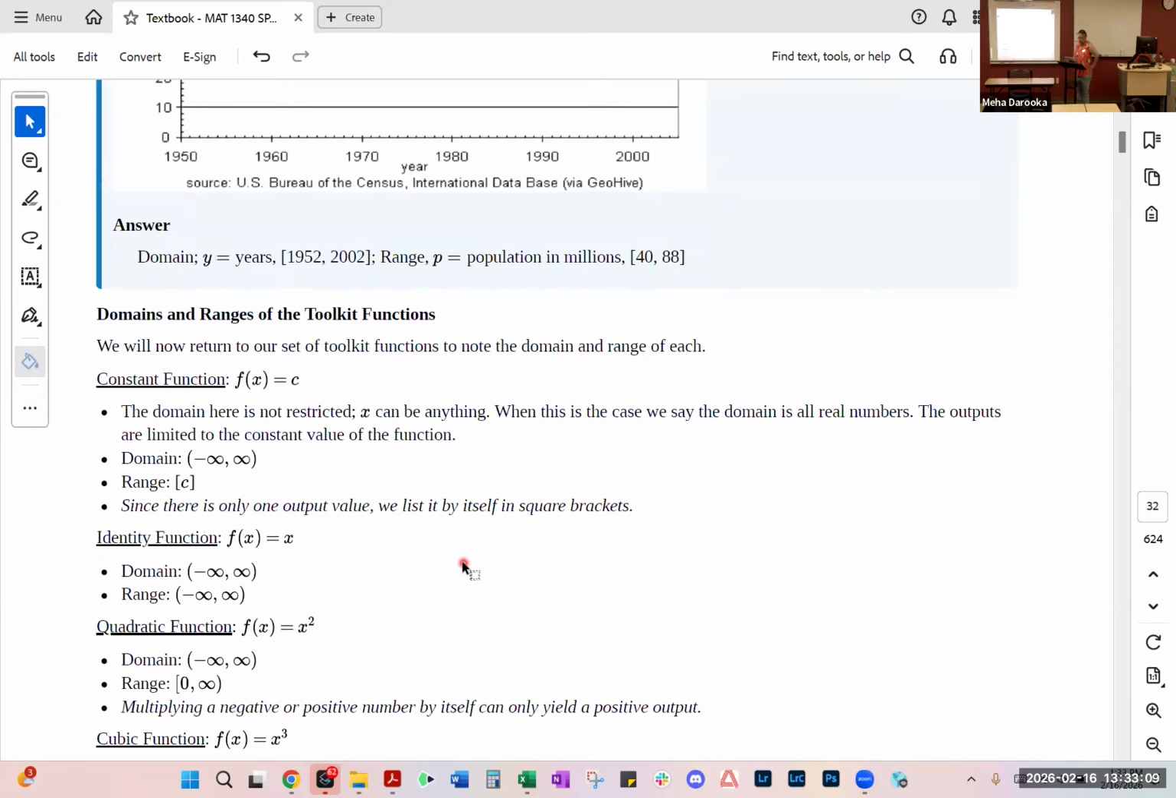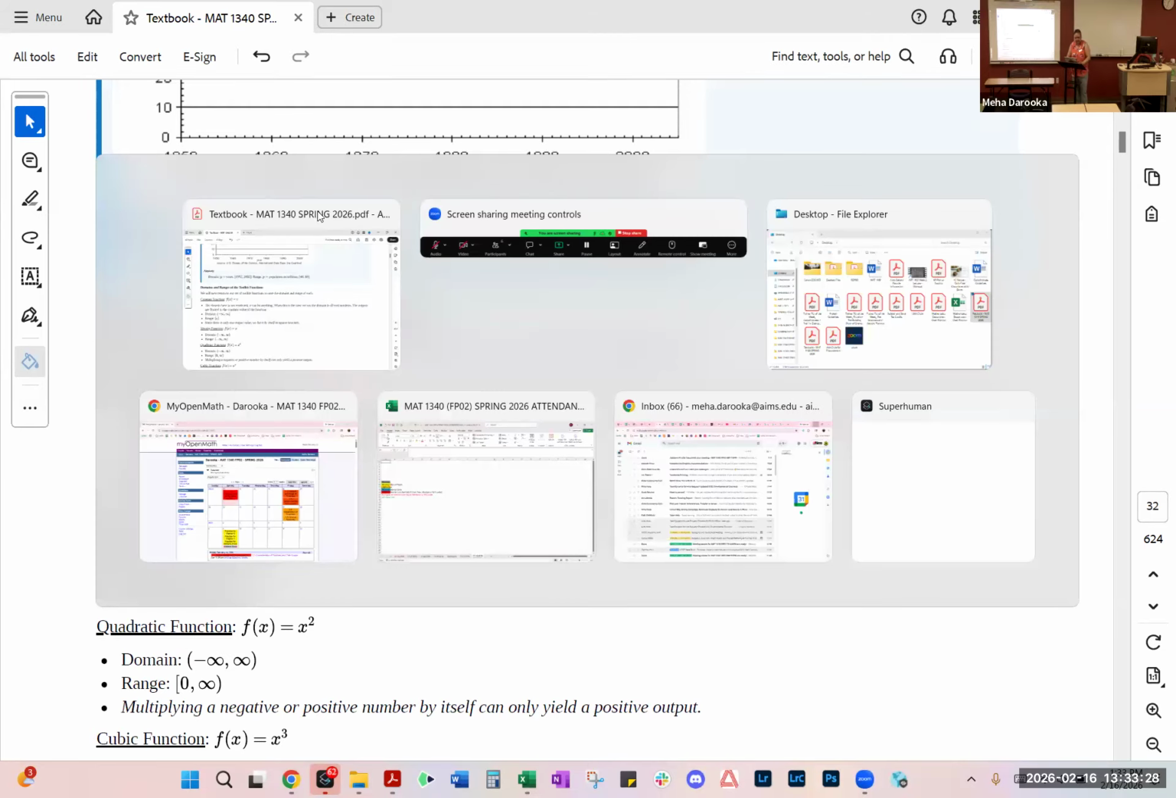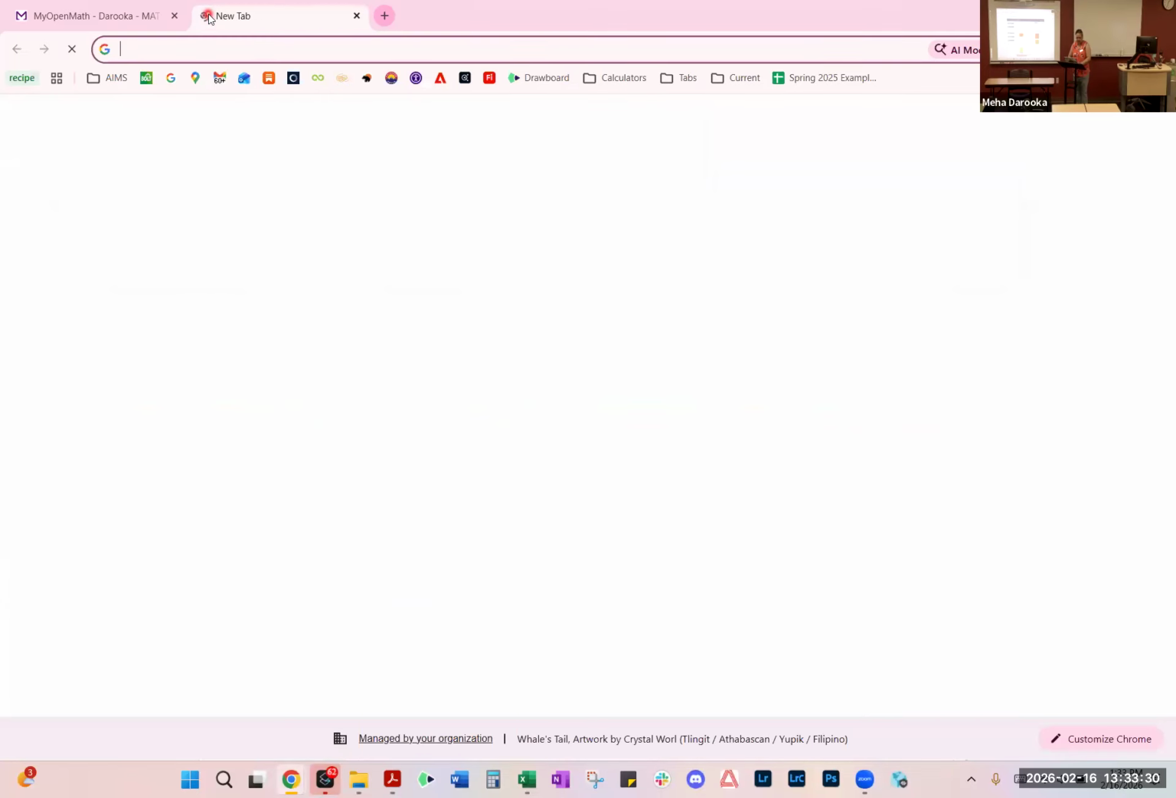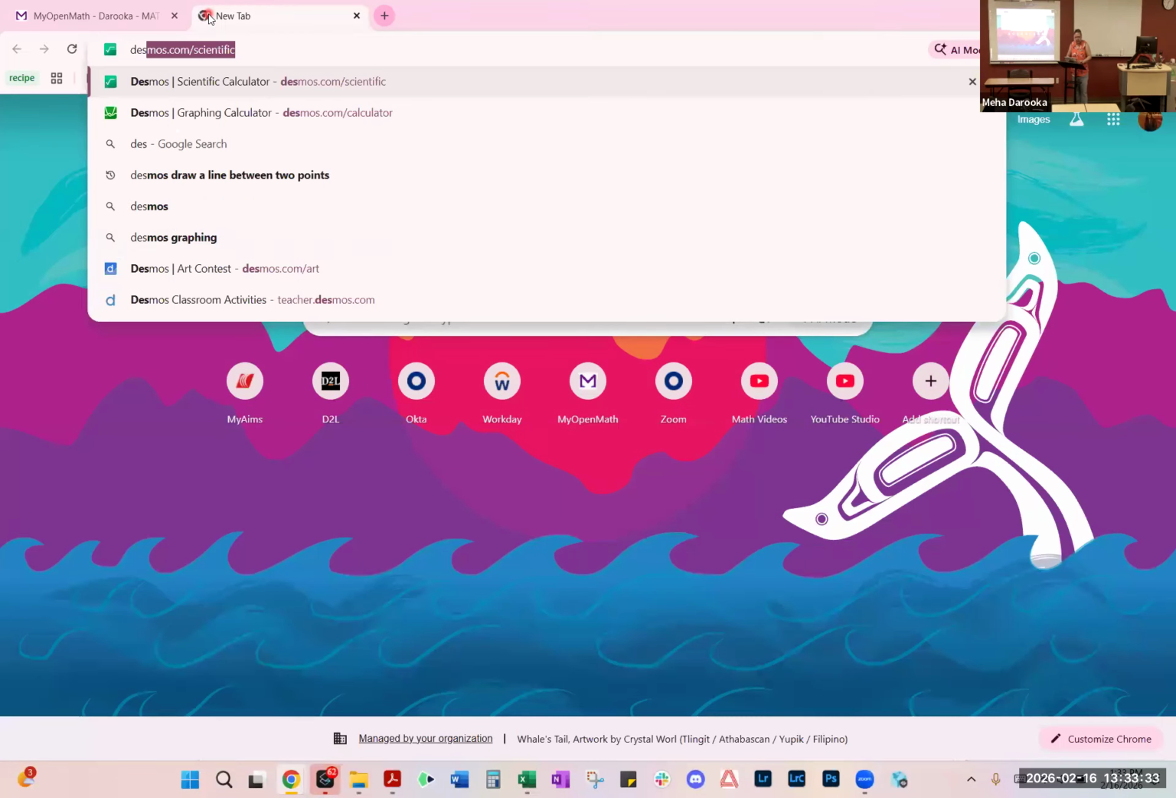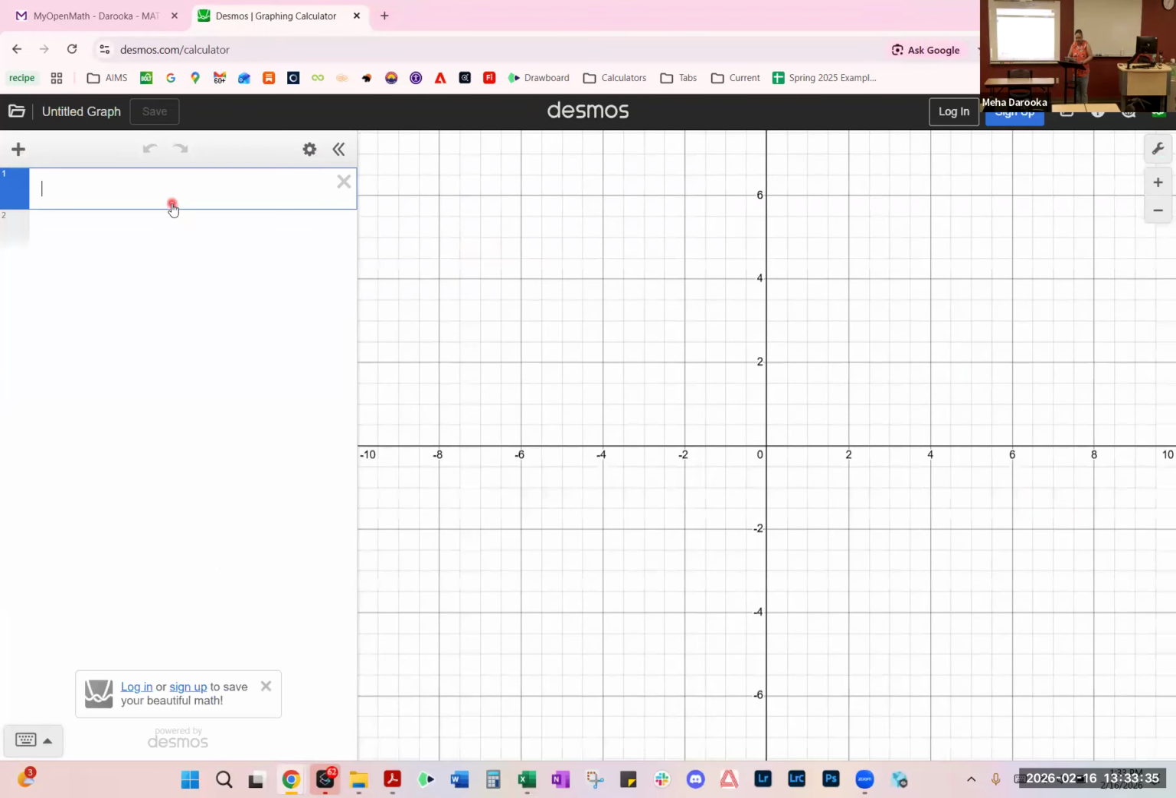Okay, so some of our basic functions that we had looked at in the last sections, you can see we're again talking about the toolkit function. So we're basically saying that if you have a function f of x equal to c, then your domain is not going to be restricted because x can be anything. And again, if we look at these on a graph, let's go back to our Desmos graphing. And let's say we have f of x is equal to, I don't know, 4.